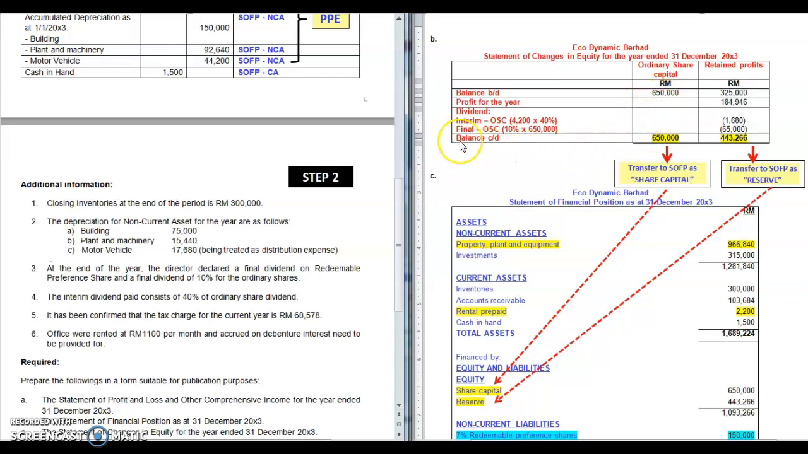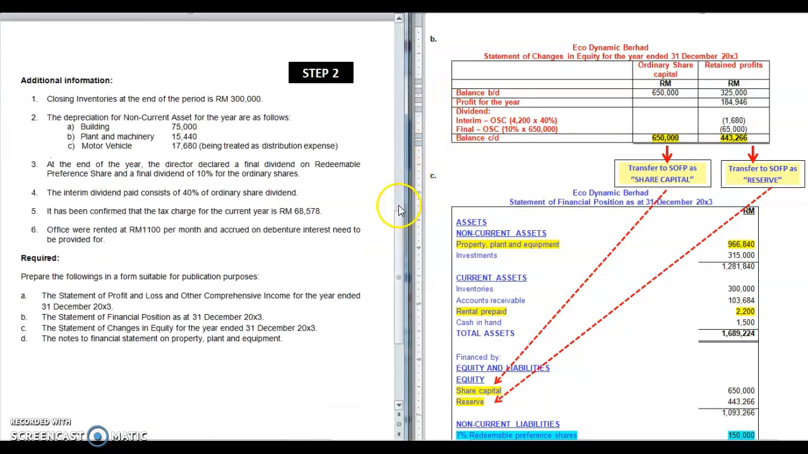Okay, the final step is to compute the ending balance. Since we don't have any changes, the ending balance or the balance carried down will be the same as the balance brought down of the ordinary share capital, that is 650,000. Okay, now move to the next column, retained profit. We are going to repeat the same process. After we have found the opening balance, we are looking for the changes. Again, we are going to refer to the additional information.